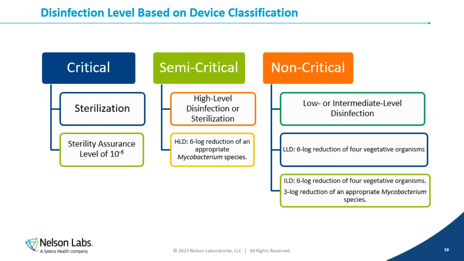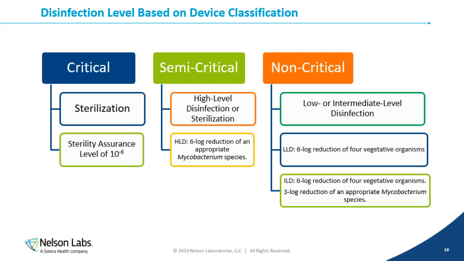So again, just to go over, critical devices need sterilization, and what that means is you need to show a sterility assurance level of 10 to the -6 or greater. And for semi-critical devices, at minimum, you need a high-level disinfection. And what that means is you need to show a 6-log reduction of an appropriate mycobacterium species on your device using your specified disinfection procedure.